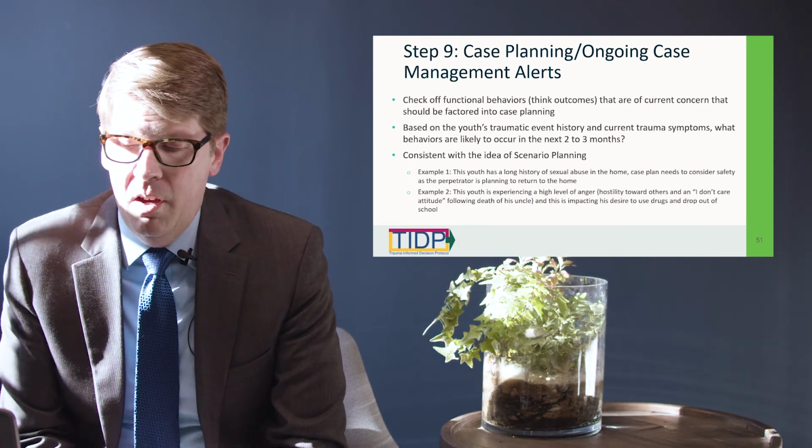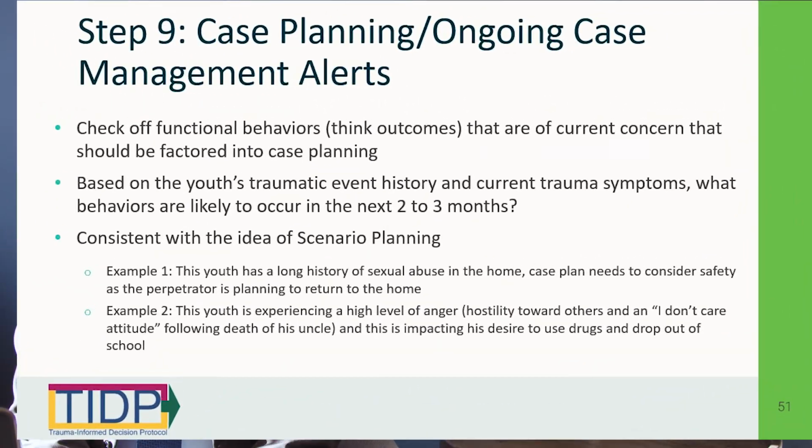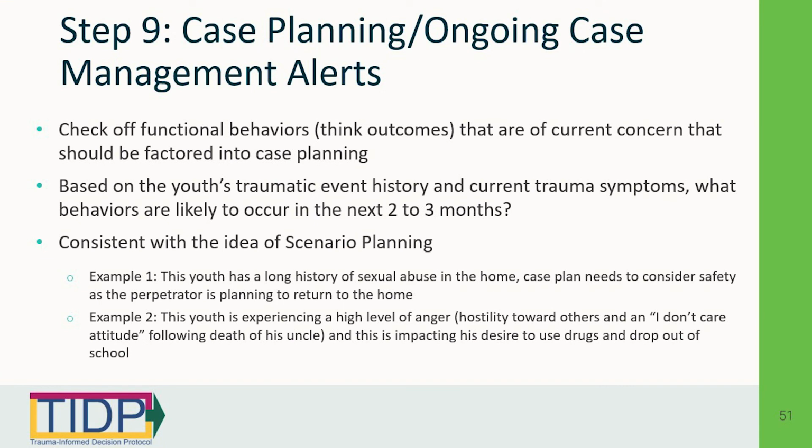Step number 9 is essentially identifying some different types of alerts that might create some ongoing challenges during either the case planning or the supervision process. So here what you're going to be doing is checking off a series of yes/no boxes for different types of functional behaviors that might be occurring over the next 1 to 2 or 2 to 3 months, that could be factored into things to watch and monitor that might be impacting the overall case planning process.